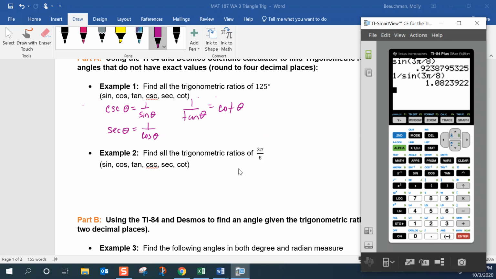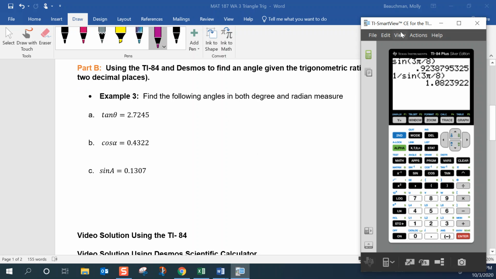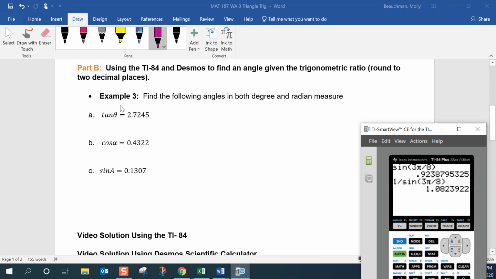So the biggest thing to remember on this is remember to go back and forth between degrees and radians on your calculator. All right, second part that we're going to look at is if you're given the trig ratio, how do you work backwards and find the degree measure or the radian measure? So we're going to take a look. We have the tangent of an angle is equal to 2.7245. So what we want to do is find the angle that has that as a tangent.